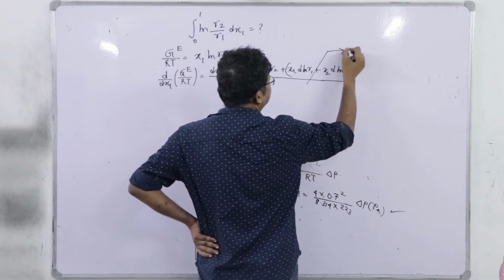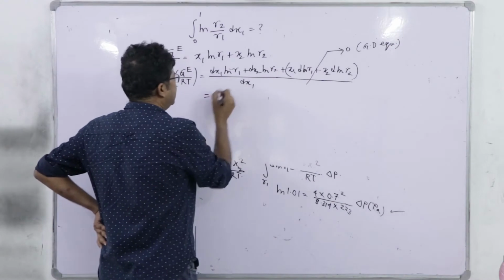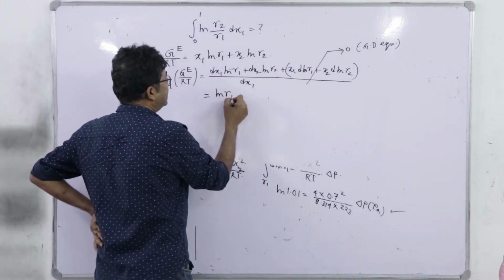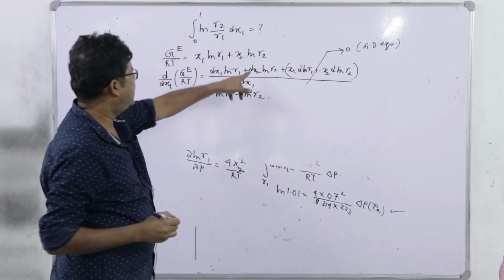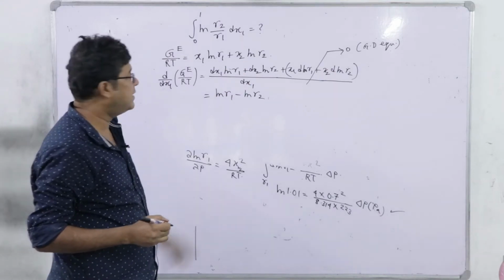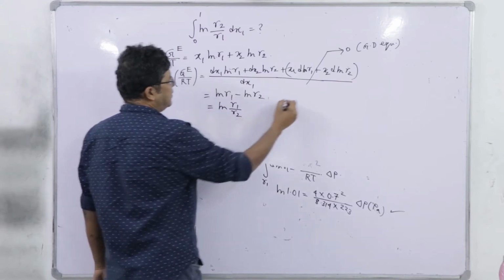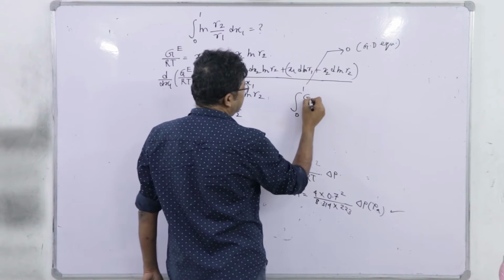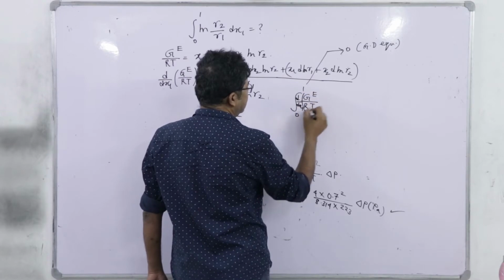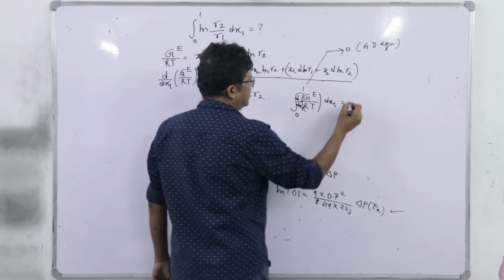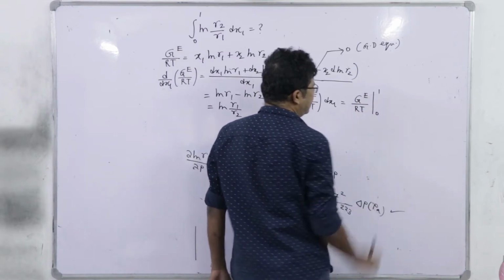So this part is 0 according to the Gibbs-Duhem equation, and here it gives you exactly ln gamma 1 minus ln gamma 2, right? Because the minus is coming because dx2 is minus of dx1, and that's nothing but ln of gamma 1 by gamma 2. So we are replacing it in terms of the integral from 0 to 1 of d dx1 of G by RT dx1. So it's basically G by RT between 0 and 1.